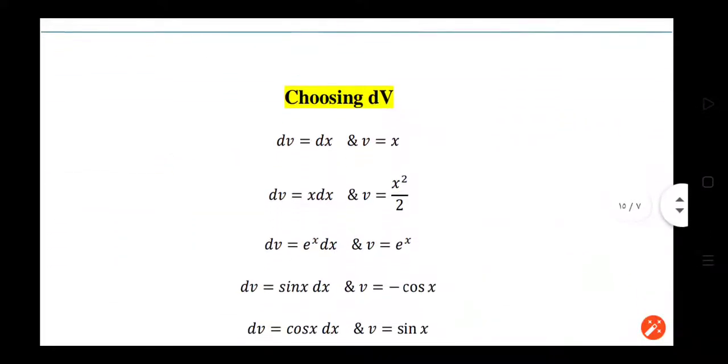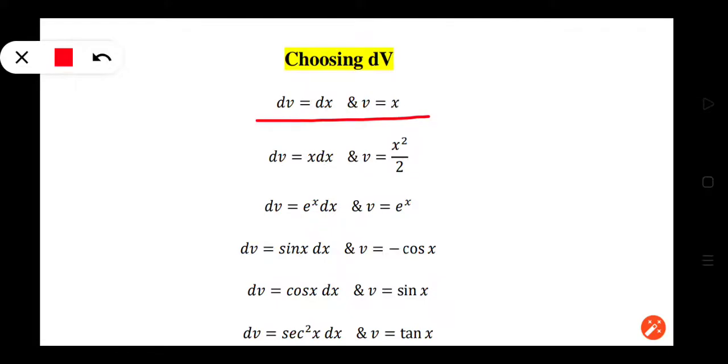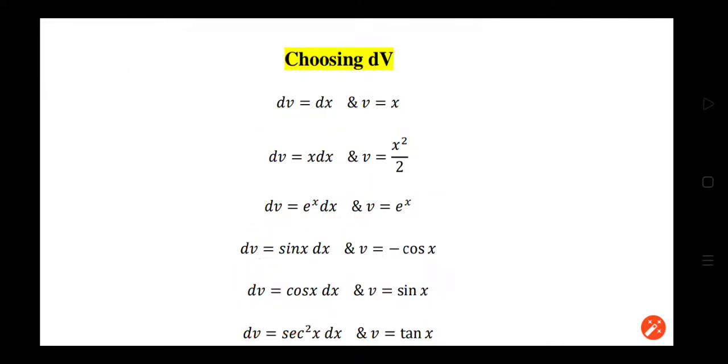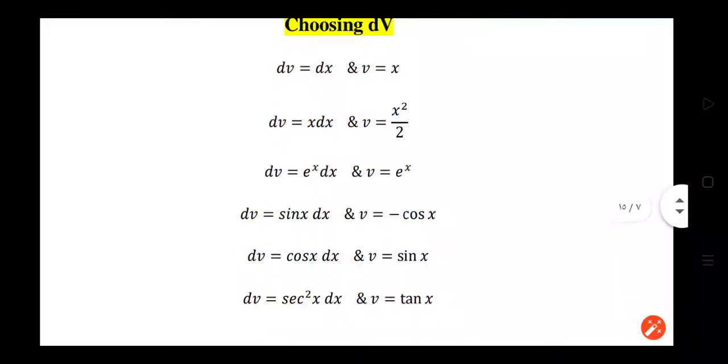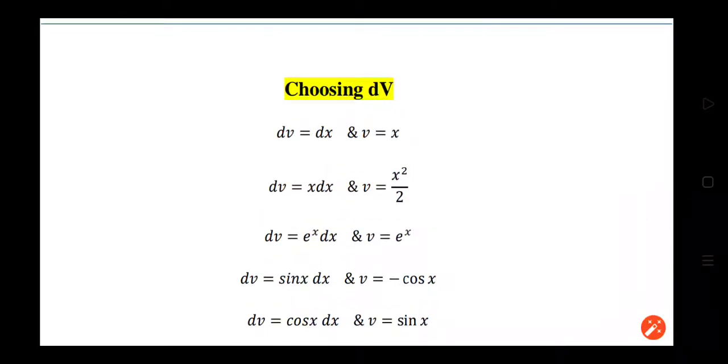On the other hand, choosing dv: we can choose dv as dx, then v equals x. Choosing dv as x dx, then v is x squared over 2. Choosing dv as e power x dx, then v equals e power x. And sine x, cosine x, sec squared x. We note that ln x must be in u, and e power x and x may be in u or in dv.